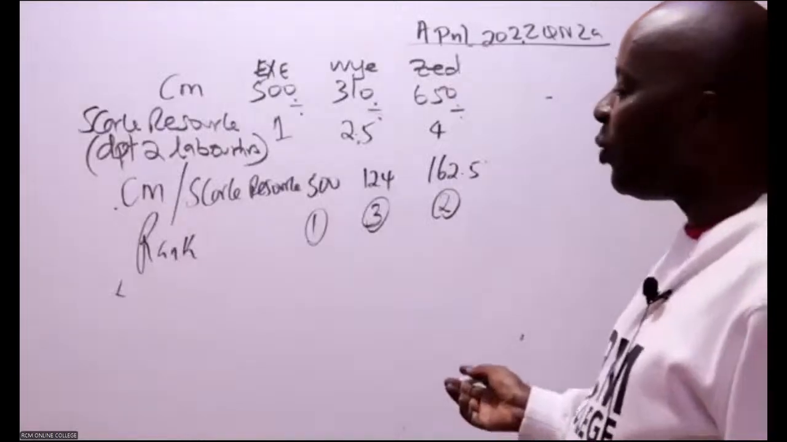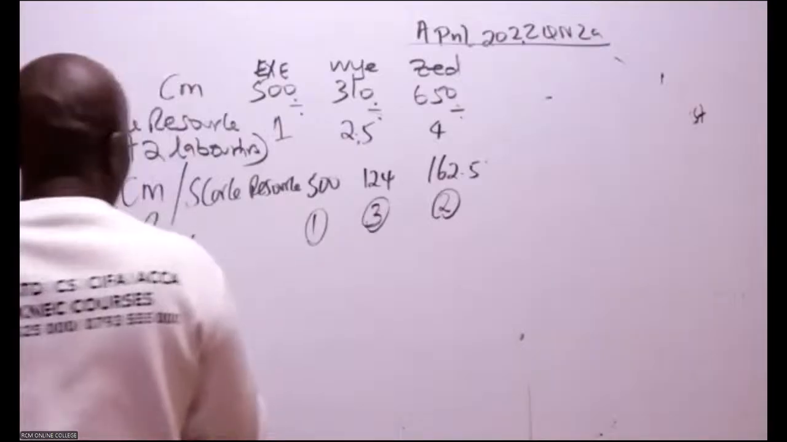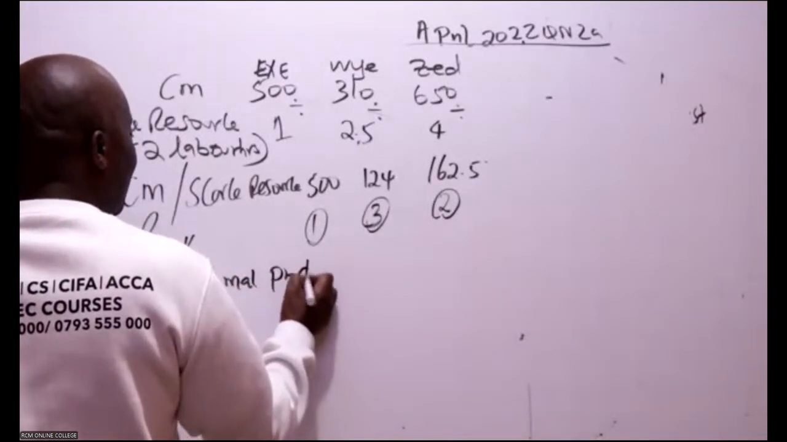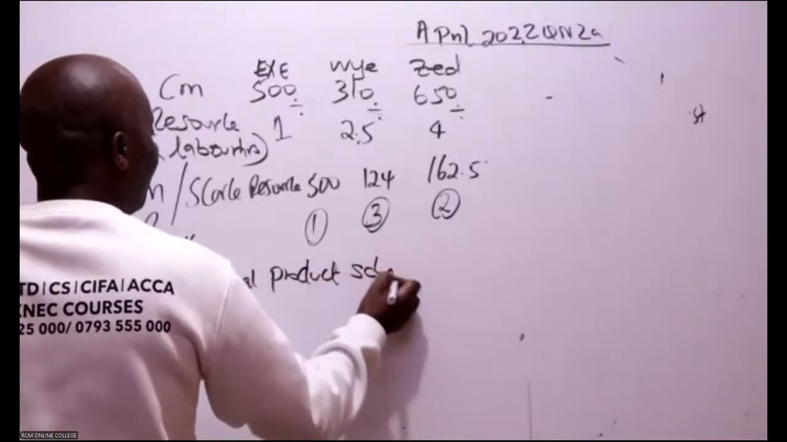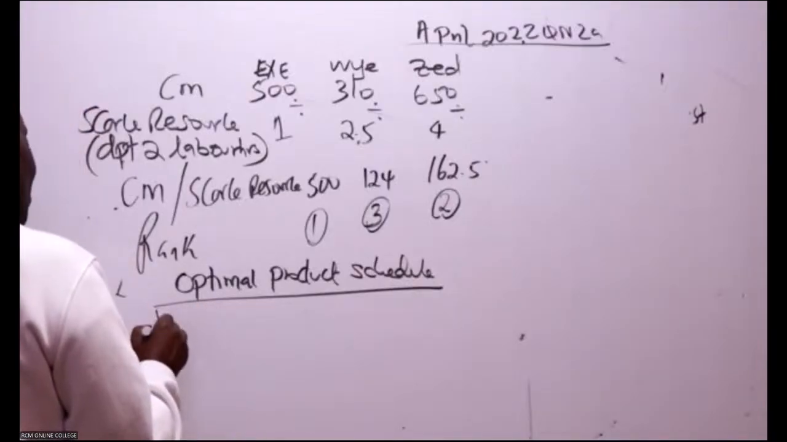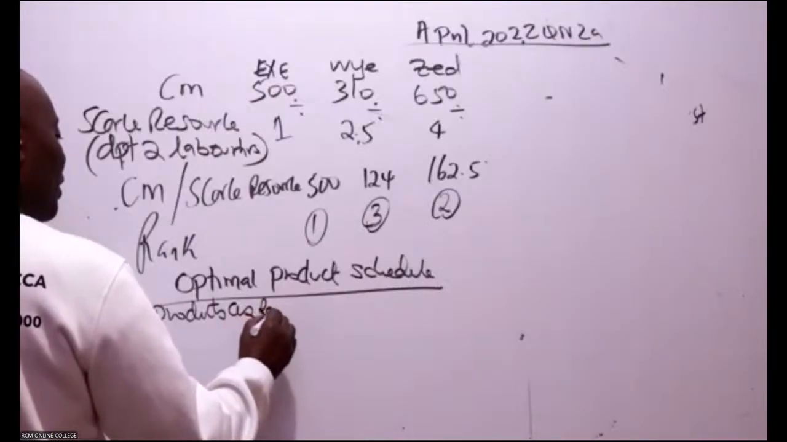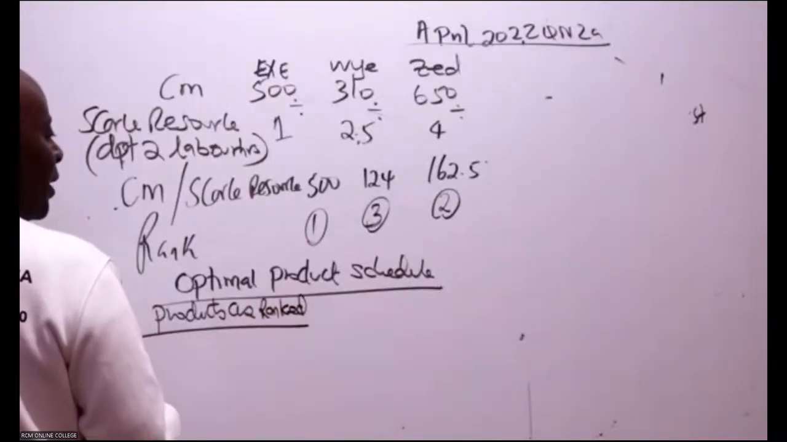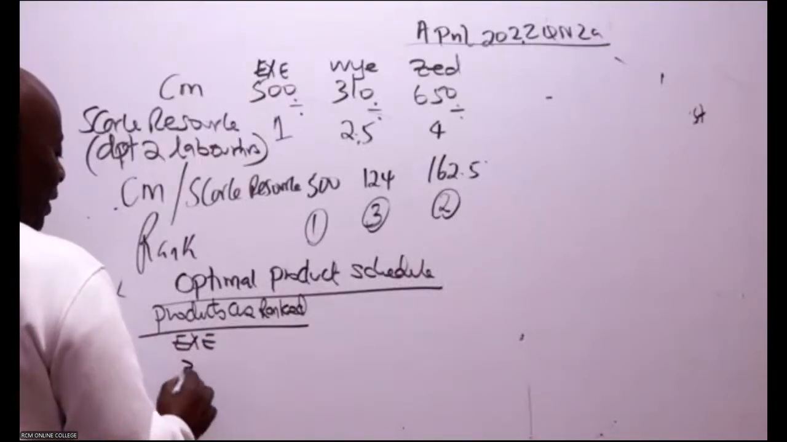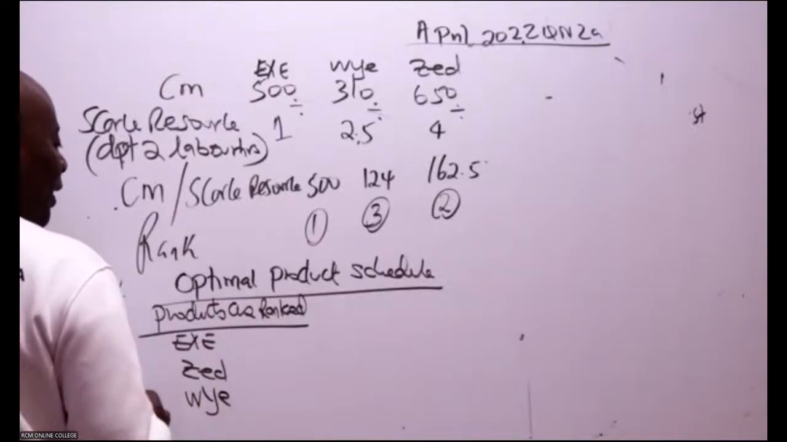So from there, you give us the optimal product schedule. That is the last step. So optimal product schedule, you give us here products as ranked. So we have X is number 1, we have Z is number 2, and then lastly, we have Y is number 3.